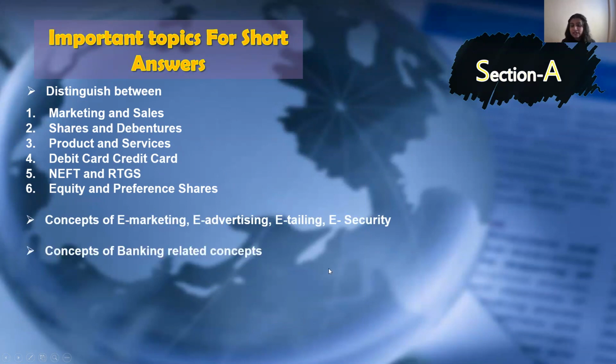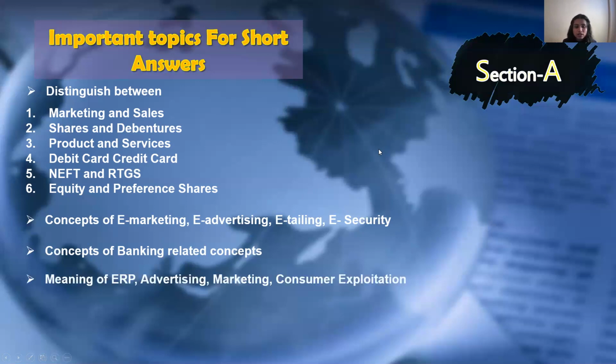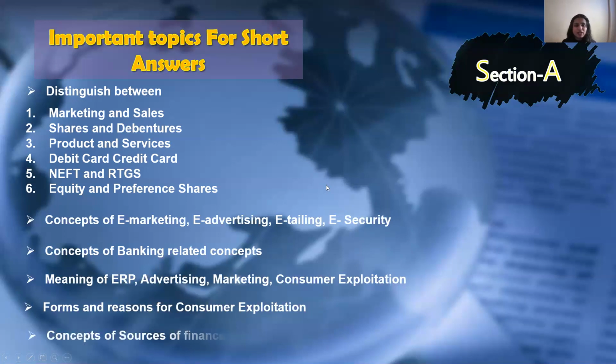Concept of banking, yes. So all banking related concepts, make sure you're thorough with them. That includes your NEFT, mobile wallets, credit cards, debit cards, ATM, right? So make sure you learn these banking related concepts very well, because they have the potential to be asked for 2 marks. Now, very, very important questions: the meaning of ERP, the definition of advertising, marketing, what is consumer exploitation. These all have the potential to be asked for 2 marks. What are the reasons and what are the forms in which the consumer is exploited? Again, it has the potential to be asked for 2 marks as well as for 5 marks.